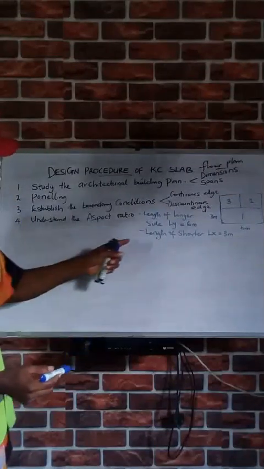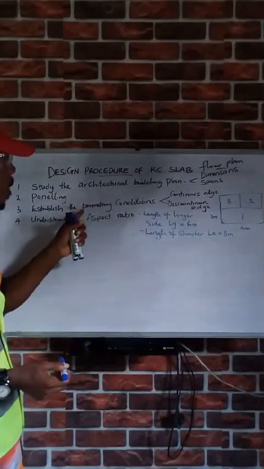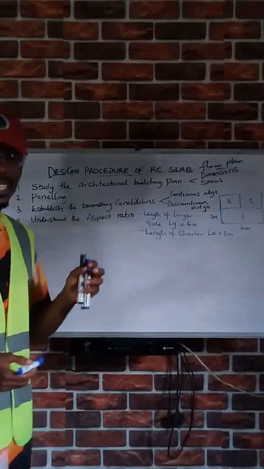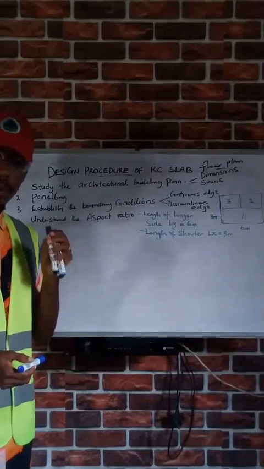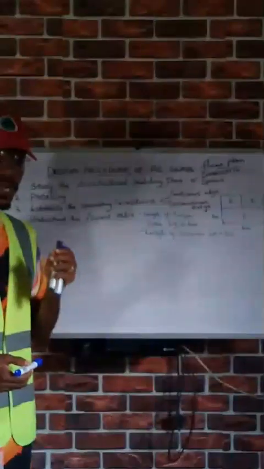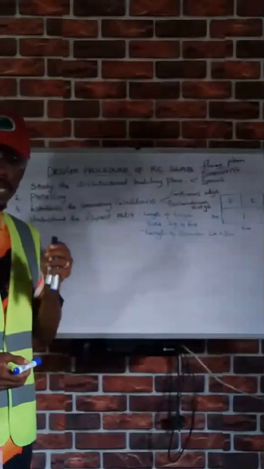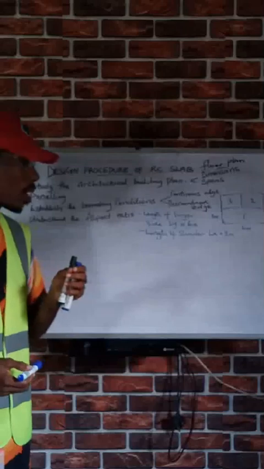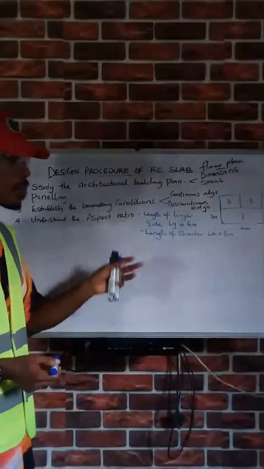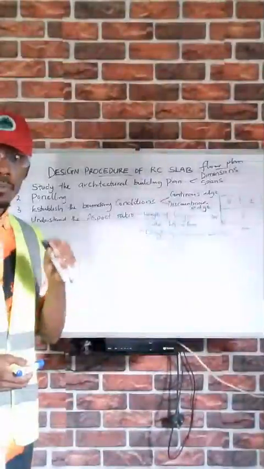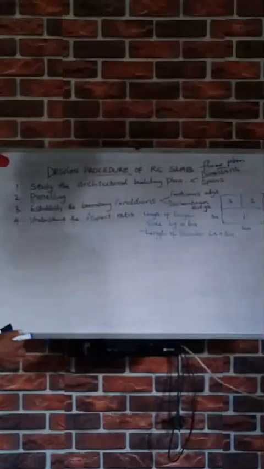It is your aspect ratio that allows you to obtain the moment coefficient from the table, which you use to design each of those panels. In most cases, in two-way spanning slabs, you obtain your moment from your moment coefficient table. So that is the aspect ratio for you.